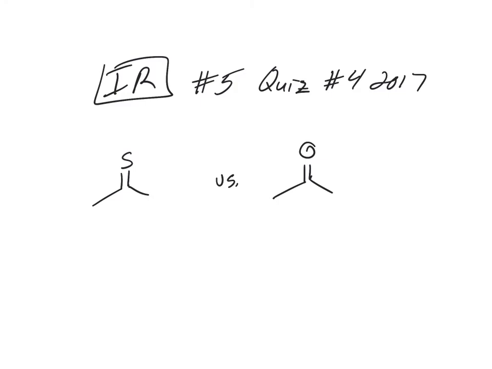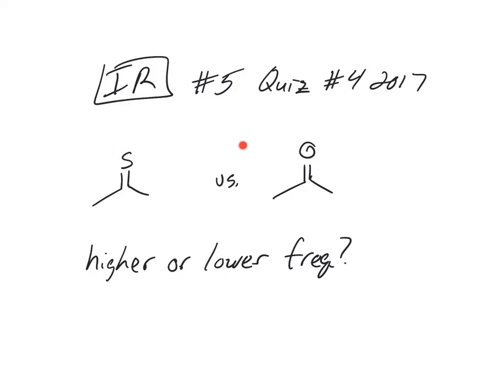What I meant when I said higher or lower was higher or lower frequency. So with a sulfur versus an oxygen, does this C double bond S stretch have a higher or lower frequency in the IR than the ketone? What's the difference between a sulfur and an oxygen? The mass, the size. If something's heavier, are you going to be able to stretch it at a higher frequency or lower frequency? The heavier things are going to go at a lower frequency. So I was looking for a lower frequency, based on the mass of sulfur. That's what I was trying to ask.